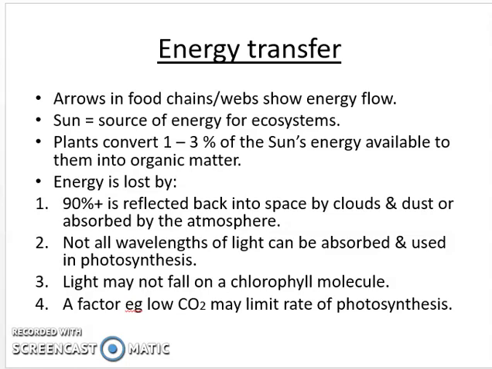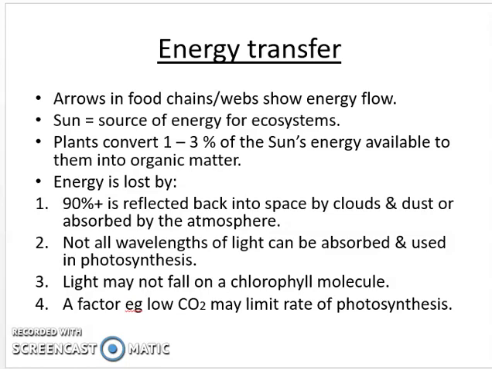90% of it is reflected back into space by clouds or dust, or absorbed by the atmosphere. Not all the wavelengths of light can be absorbed or used in photosynthesis. Okay? So we've got lots of different wavelengths of light. The reason why plants are green is because they reflect the wavelength of light that is equivalent to green. That's why they look green. Okay, so therefore if they're reflecting that light, they're not absorbing it. That's light energy that's not going into photosynthesis. So they absorb quite a lot of other colours, but they just don't absorb that one.